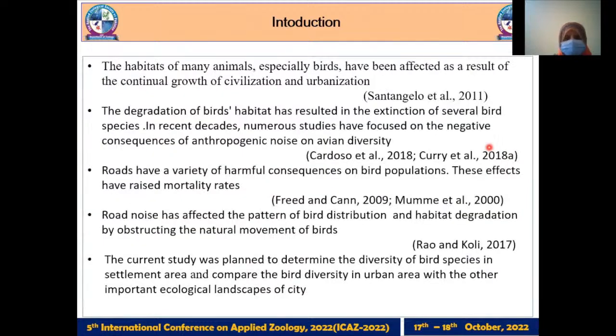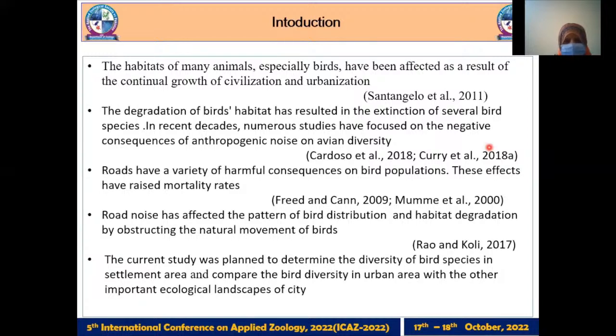The habitats of many animals, especially birds, have been affected as a result of the continued growth of civilization and urbanization. The degradation of birds' habitat has resulted in the extinction of several bird species. In recent decades, numerous studies have focused on the negative consequences of anthropogenic noise on avian diversity. Roads have a variety of harmful consequences on bird populations. These effects have raised mortality rates.